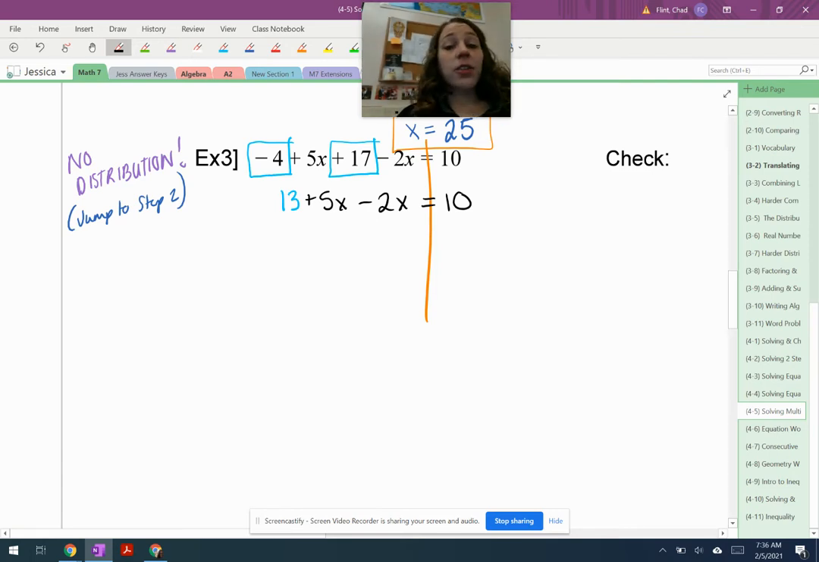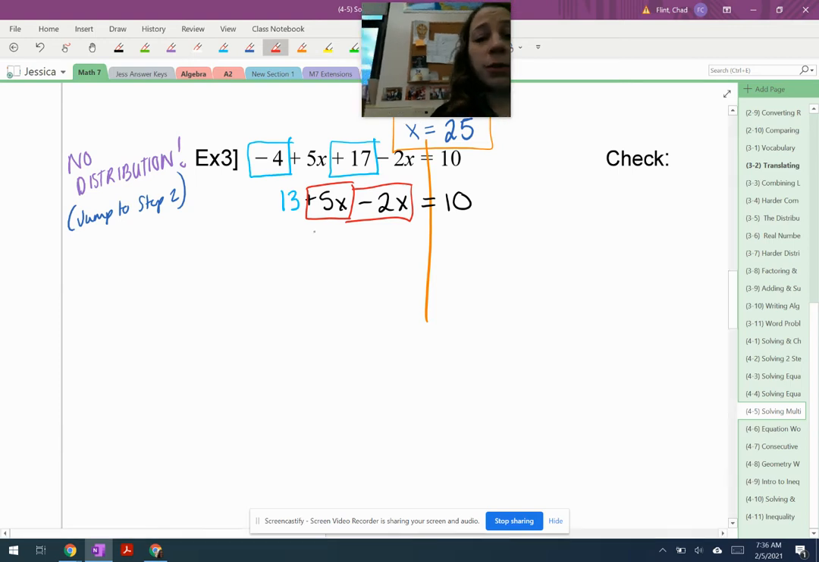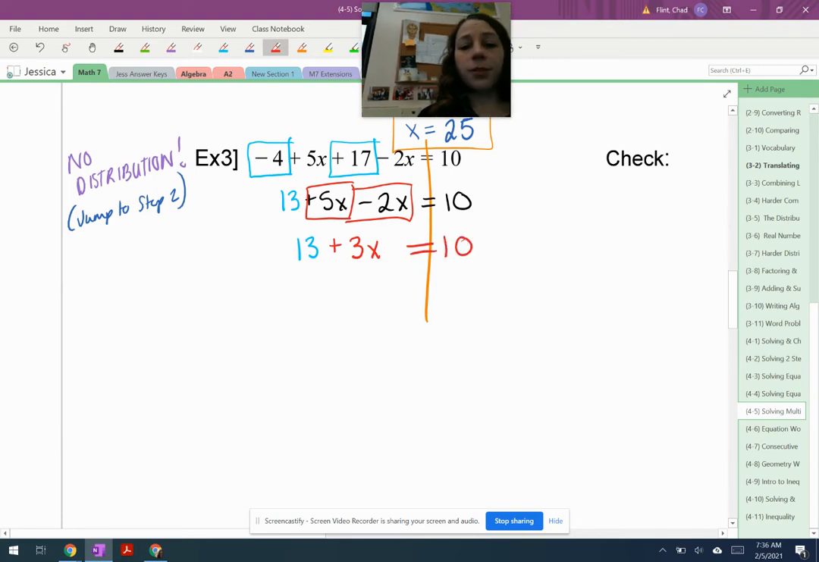Still checking to see if I have any like terms because I do still. Those x pieces, that +5x and that -2x, those are like terms and can also be combined. So that's the difference here with this example 3. So far in our other examples, there was only one set of like terms to combine, where here there are two sets. So +5 minus 2 is going to leave me with a 3. So I've got my 13, and don't lose your x pieces here, guys. That's a plus for a +3x that I ended up with. And now you've got a two-step equation.